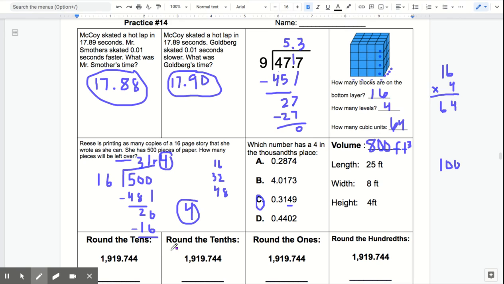And once again, I'm going to leave you the rounding problems. You can check with a partner if you'd like. Remember, you're always looking at the place value, so rounding tens, underline the place value. Look at the number to the right. If it's 5 or bigger, you round up.